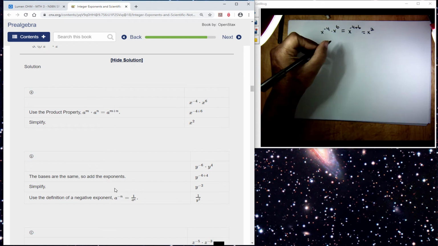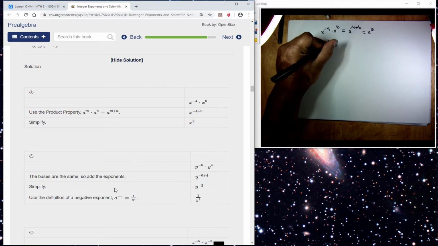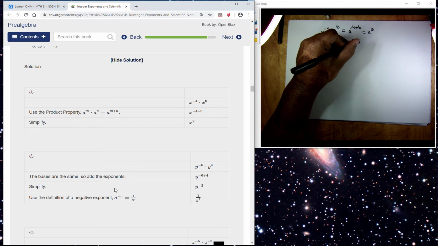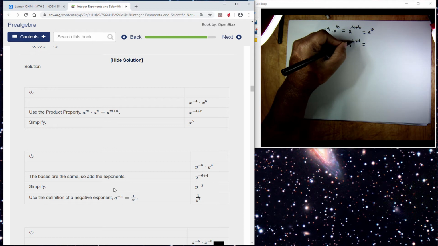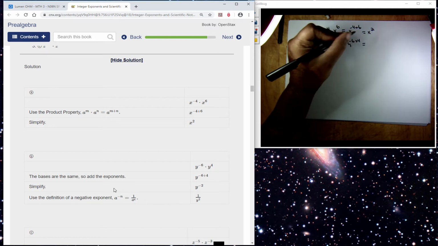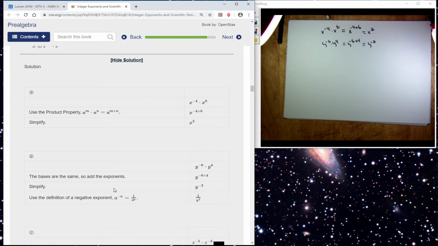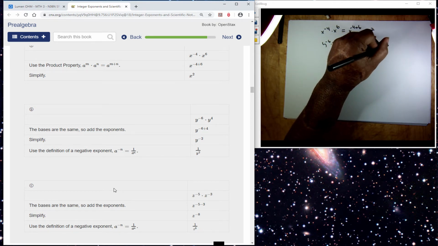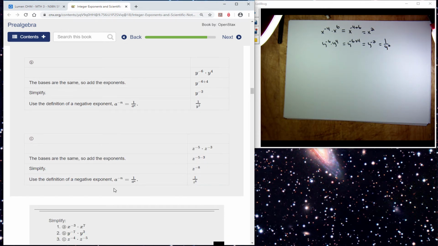Next one I have here is y to the minus 6 times y to the 4. When I'm multiplying, I add the exponents, negative 6 plus 4. I'm adding two different signs. 6 minus 4 is 2, and take the sign of the larger, which makes that a negative 2. And we write that with a positive exponent, 1 over y squared.